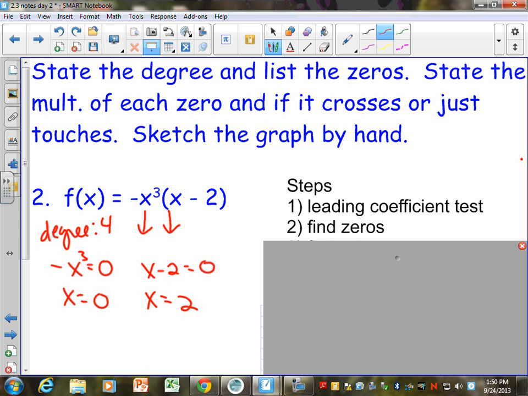Anyone have a question on where I'm getting those zeros from? Yes. Just because you have to think about the degree is the highest exponent, but if it's factored out, you have to multiply, right? So like, if I multiplied this out, it would be negative x to the fourth plus 2x cubed. But you got to think about what would be the highest x if you multiplied it out. So if you just go through and multiply all the x's together, you would get the highest degree. Does that make sense?